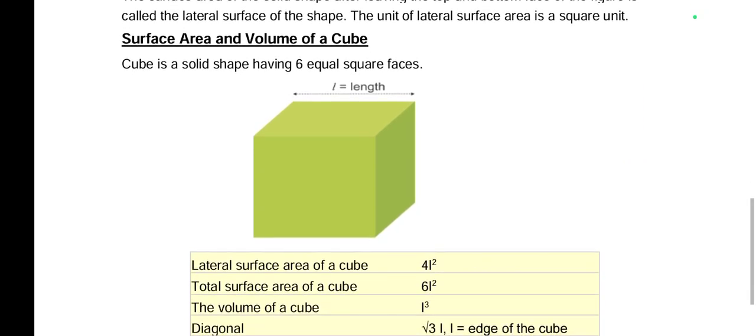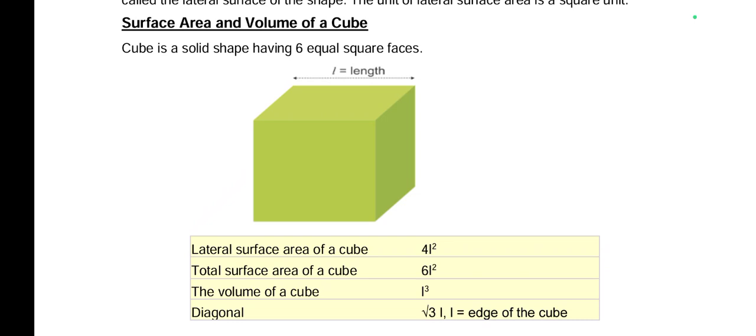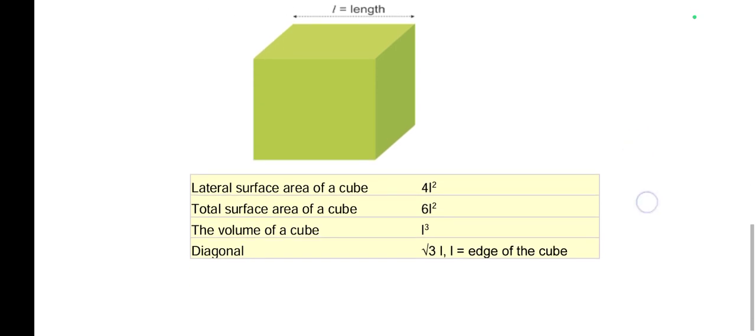Okay, so when we have to find the surface area and volume of a cube, we know that a cube is a 3D figure, a 3D extension of a square. For example, in a square all sides are equal; similarly in a cube all faces are the same. So the cube is made from 6 equal square faces.